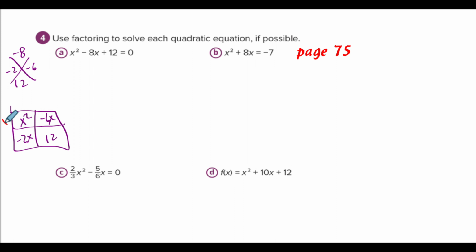Okay, so I'm going to pull out a GCF. In the top, we get an X. In the bottom, I get a negative 2. And then working my way up, I get an X, and then I get a negative 6. All right, so I get the two factors of X minus 2 and X minus 6. And when we did these the first week of school, remember I always said to check yourself before you wreck yourself. So I would just multiply that out to make sure I got X squared minus 8X plus 12. And I do. All right, but I can set each one of these equal to 0. So X minus 2 equals 0 or X minus 6 equals 0. I get the solutions of X equals 2 and X equals 6.